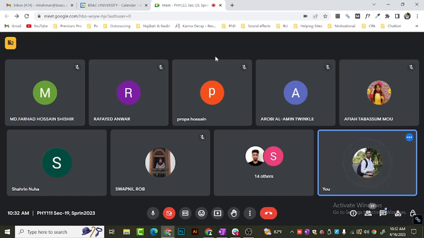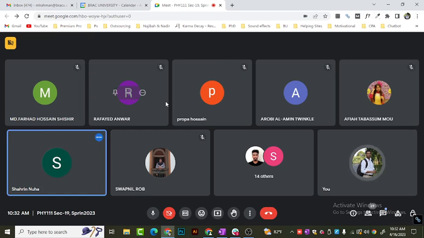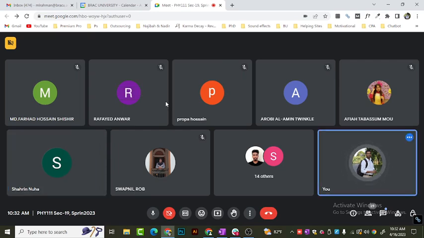What is the quiz syllabus? It's only linear momentum and collision.